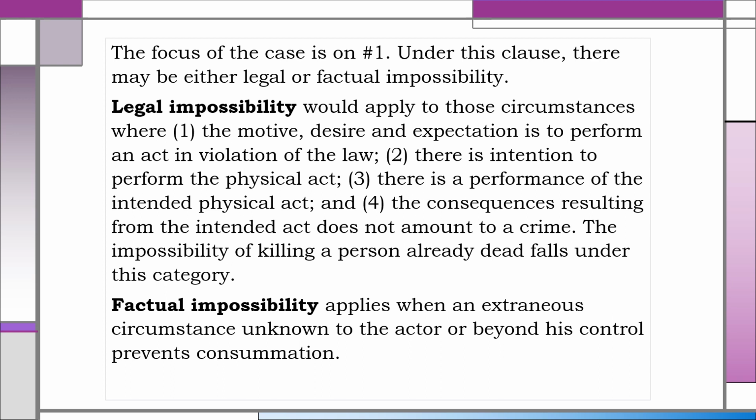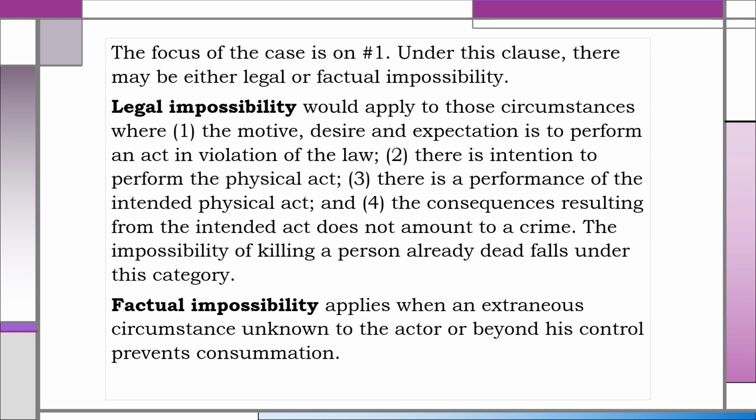Under this clause, there may be either legal or factual impossibility. Legal impossibility would apply to those circumstances where, number 1, the motive, desire, and expectation is to perform an act in violation of the law. Number 2, there is intention to perform the physical act. Number 3, there is a performance of the intended physical act. And number 4, the consequences resulting from the intended act does not amount to a crime. The impossibility of killing a person already dead falls under this category.